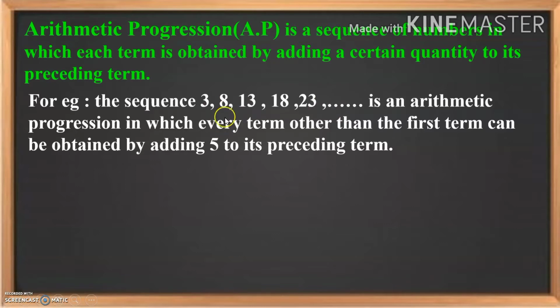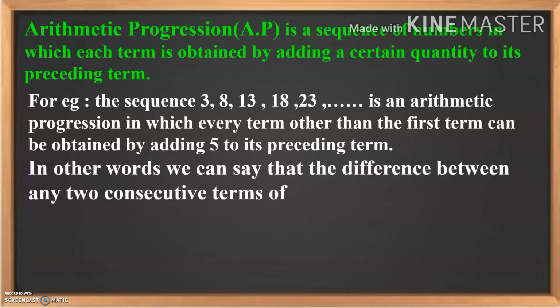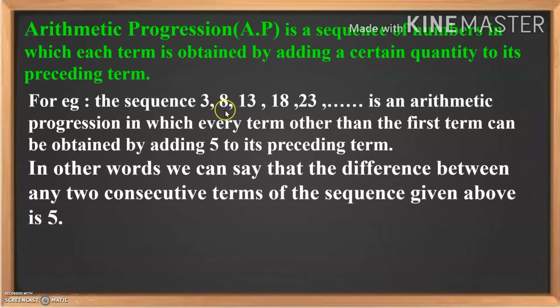Okay, so how are we getting the terms in this? By adding 5 to its previous number. Preceding term is the previous term. So in other words, we can say that the difference between any two consecutive terms of the sequence given above is 5. If you take any two consecutive terms, what are consecutive terms? One after the other. You will find that the difference will always remain a constant.